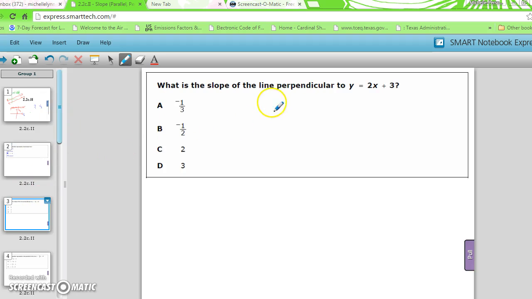What is the slope of a line perpendicular to this line? The first thing you need to do is identify the slope. Remember, the slope is always touching x. So this slope is 2. We just talked about this one. The slope is flip it, change the sign. This one is positive 2 over 1. If I flip it over, it's going to become 1 over 2, and it was positive, now it's negative.